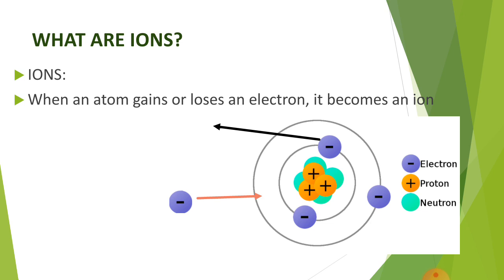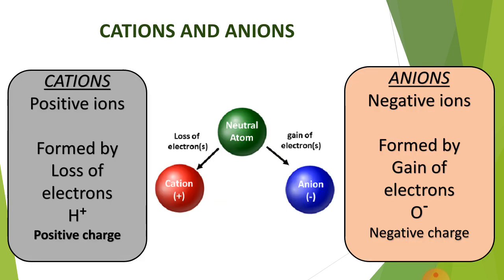Now look at the red arrow. This red arrow is pointing inside the atom. It means the gain of electrons. Let's see further how it happens and why it happens.